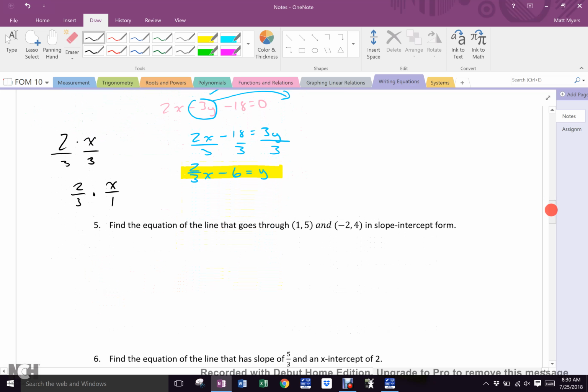Number 5. What form do I want? Slope intercept. So I want y equals mx plus b. What do I have? I only have x's and y's. Do I have a point? I have 2 points, but I do not have the 2 things I need here, do I? I have an X and a Y, but I am missing an M and a B. So what will I do to solve this problem? What did Meyer say to do every time? Find slope. How do I find slope when I got 2 points? Y2 minus Y1.